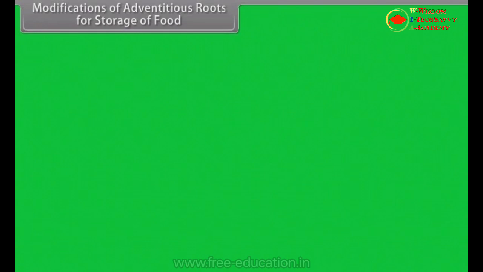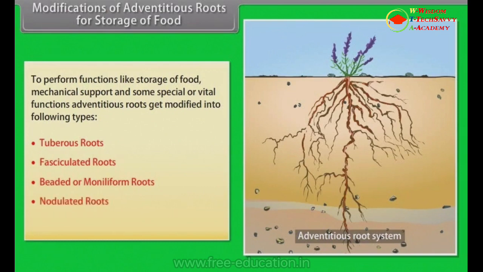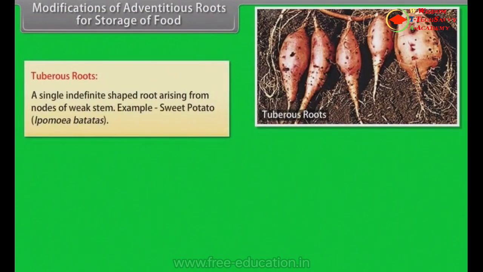Modifications of adventitious roots for storage of food. To perform functions like storage of food, mechanical support, and some special or vital functions, adventitious roots get modified into following types: tuberous roots, fasciculated roots, beaded or moniliform roots, nodulated roots, annellated roots. Tuberous roots: a single indefinite shaped root arising from nodes of weak stem. Example, sweet potato.